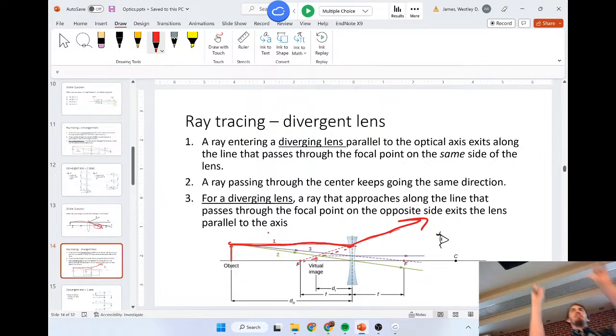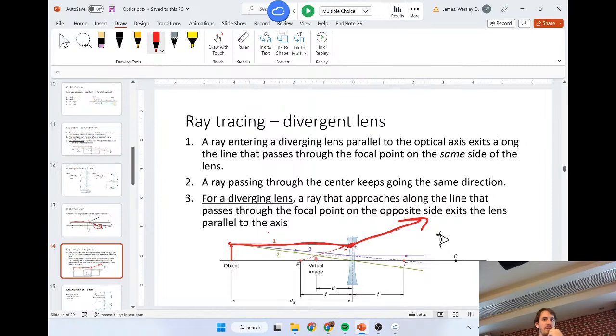So the first one, it doesn't technically pass through, but it's as if it's passing through on the other side. So these dotted lines are not actual light rays. So we draw it, and then we draw one shooting up, where we just draw a straight line through the focal point. Okay? So that's our first ray.